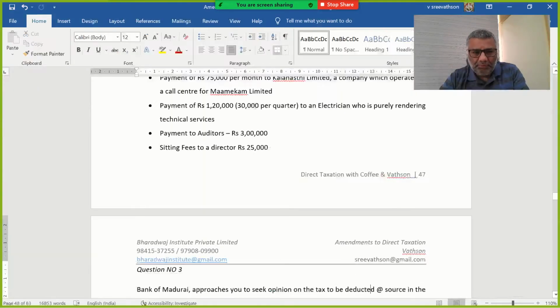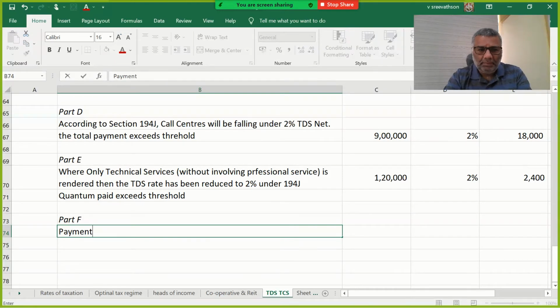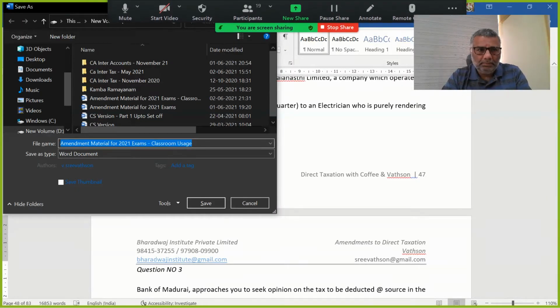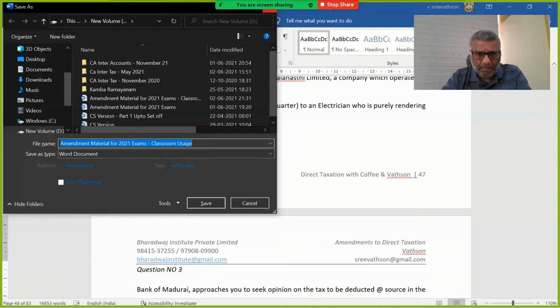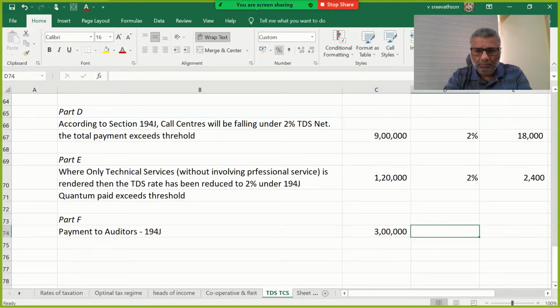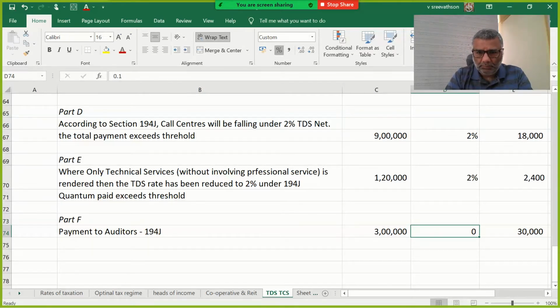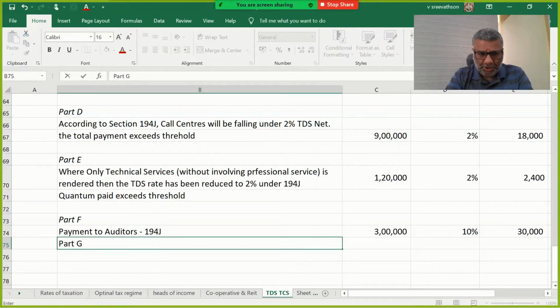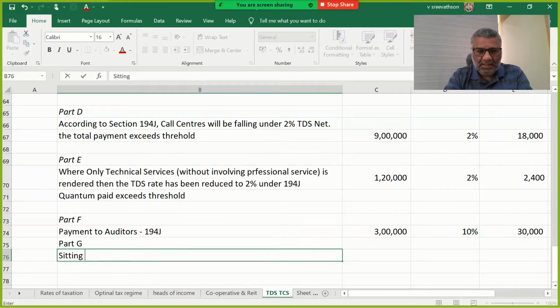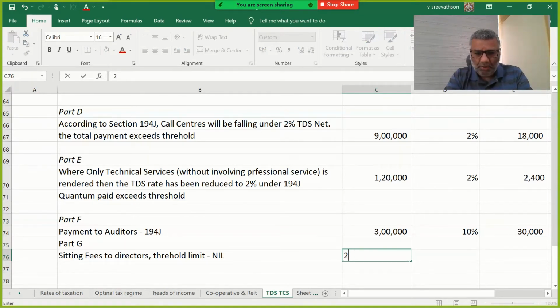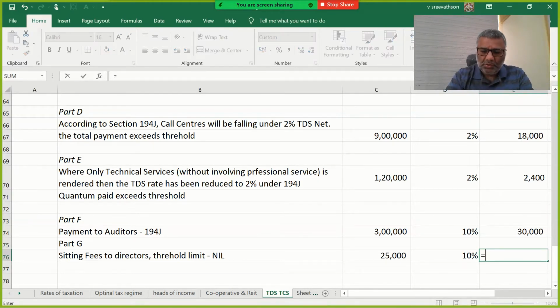Part F, payment to auditors, normal. Part G, payment of sitting fees to directors. Threshold limit nil. That is, right from rupee 1 it is taxable. They have paid 25,000, at 10%, so 2,500.